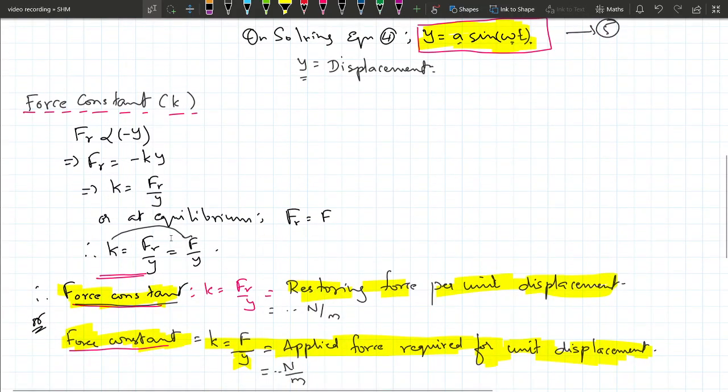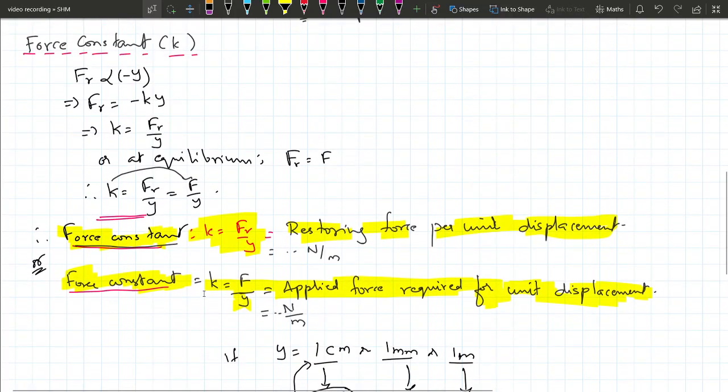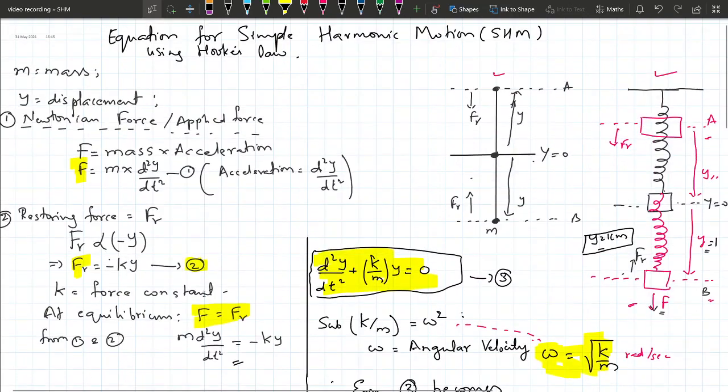And the force constant is nothing but the restoring force per unit displacement, which is the applied force required for unit displacement. Okay, so with this I shall stop the derivation of the equation for simple harmonic motion.